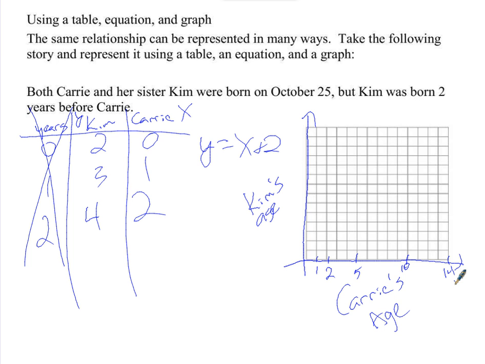Same thing. This will work. 1, 2, 3, 4, 5, 6, 7, 8, 9, 10, 11, 12, 13, 14. Notice that I did not write every single number in there. You don't have to. Just make it clear what you're doing.